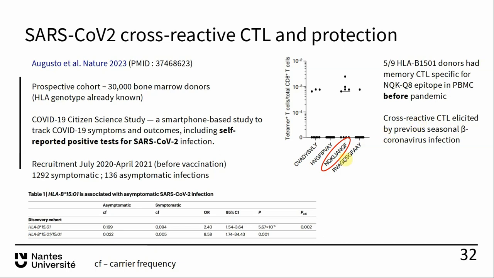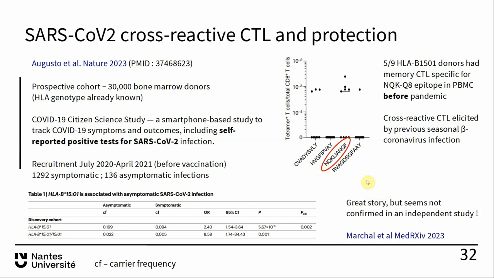And they were cross-reactive for the same epitope from seasonal beta coronaviruses, which are infecting us every year. So basically the idea is that this HLA class 1 allele was associated with asymptomatic infections because it was able to present an epitope that was the same between seasonal coronaviruses and SARS-CoV-2. And this allowed people to have an asymptomatic infection. So people would get infected, but in fact wouldn't get ill. So it would prevent illness.